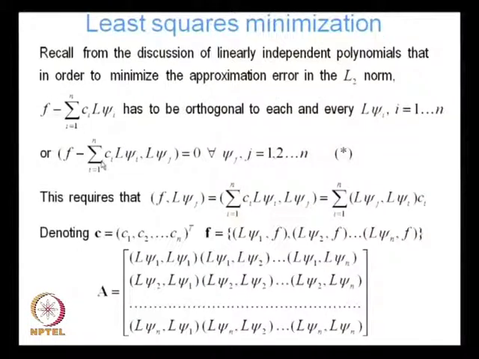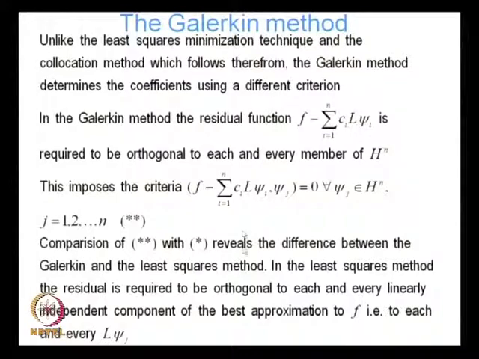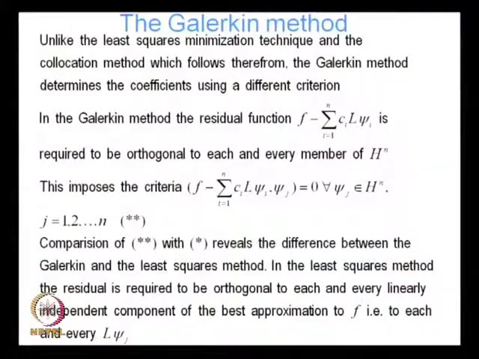That is why we have this criterion. While in the Galerkin method, this residual is required to be orthogonal to my basis functions for that function space. So, that is a very important point of difference. That is the basic difference between the Galerkin method and least squares minimization.